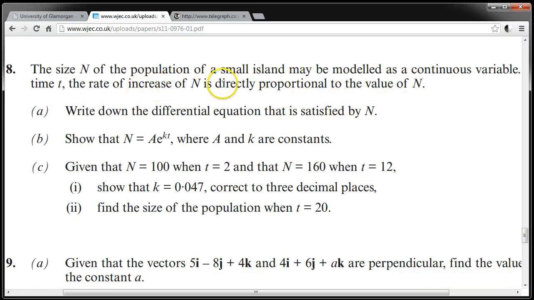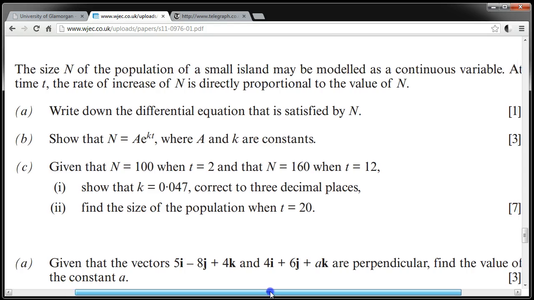The rate of increase of n is directly proportional to the value of n. So it's a differential equation which we can solve, obtain the solution, input the initial conditions and find out the values concerned, and then evaluate the size of the population when t is 20.